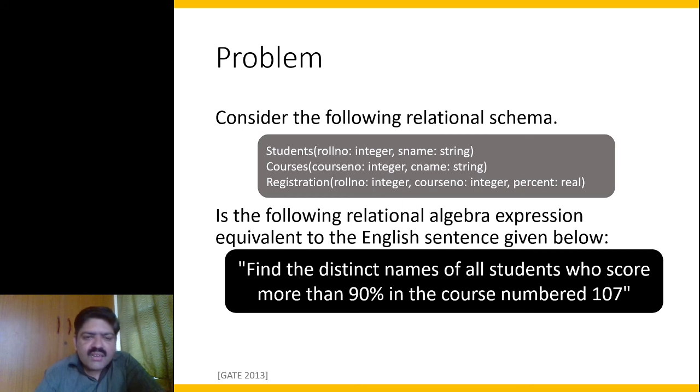Okay, now let's take our familiar example of finding distinct names of all students who scored more than 90% in the 107 course. How would you write the same thing in domain relational calculus? Please pause the video here and try it out yourself before I move on to show the results.